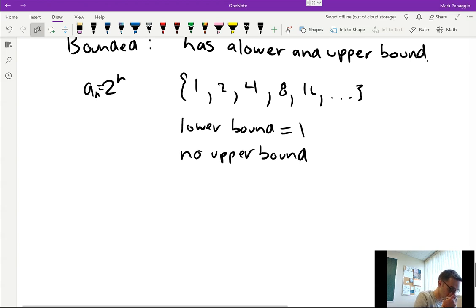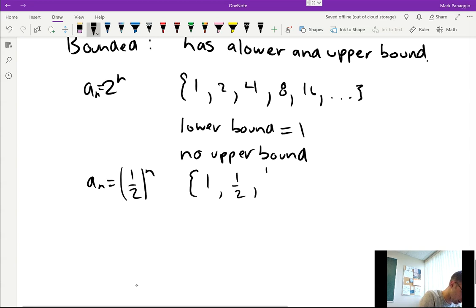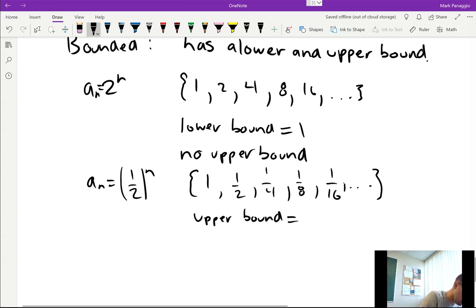On the other hand, if we think about something like a_n equals 1/2 to the n, you'll notice I keep coming back to these examples because they are particularly important in the study of series, which we'll get to next time. This sequence has terms like 1, 1/2, 1/4, 1/8, 1/16, and so on. And this sequence has an upper bound for sure. The upper bound is definitely 1, right? None of these terms in the sequence are bigger than 1.